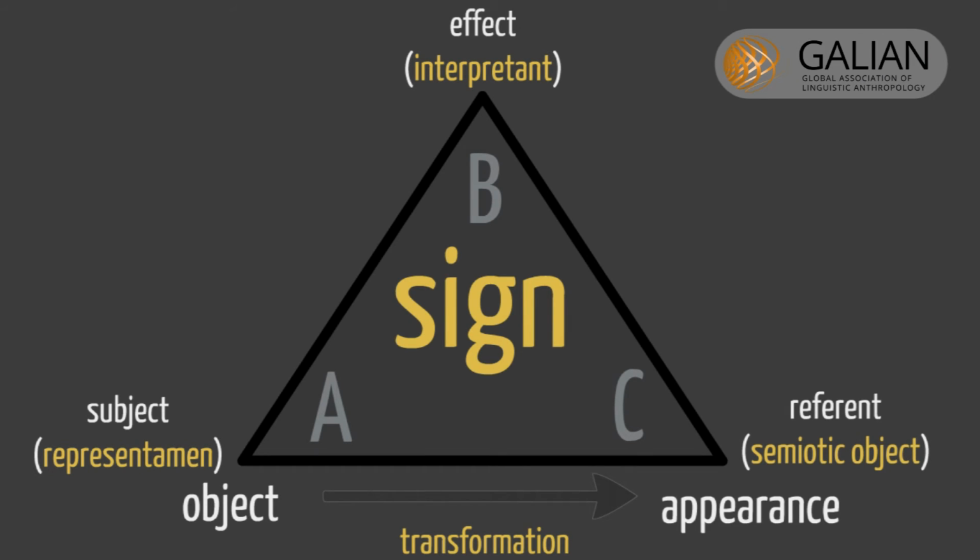We have our diagram again, our triangle, and it has the A, C, B, and we have the subject at the bottom left. We have the referent at the bottom right and the effect. Now remember, we're calling these the object, the appearance, and the effect. Now don't be confused, just remember that there is interchangeability in these terms, and sooner or later we will get a grasp on that. Okay, so that brings about a sign, says Peirce.